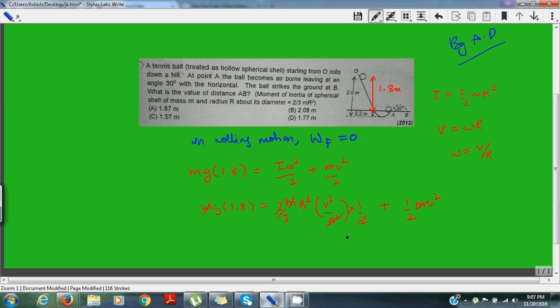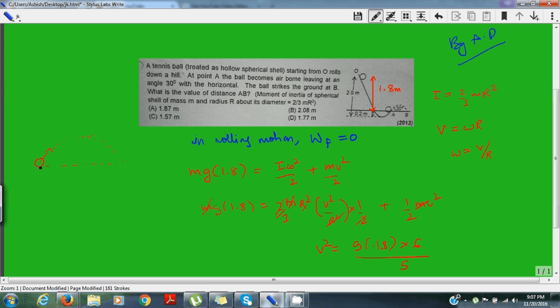We get velocity square equals g times 1.8 multiplied by 2 into 6 divided by 5. Now this is v square. We have to find out the value of the range with which this projectile will fall.